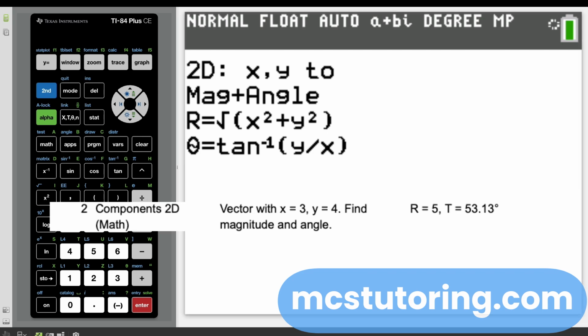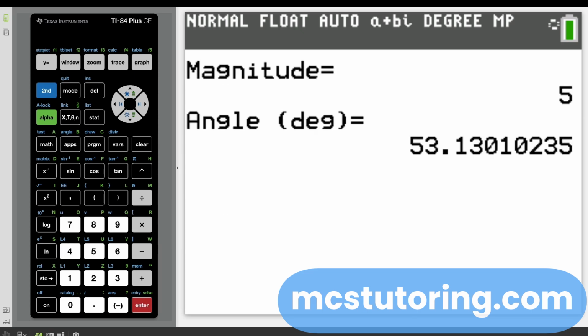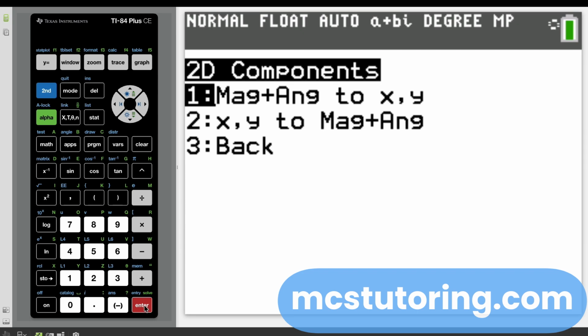Okay, so what we're going to do is enter X equals 3 and Y equals 4. And it gives us magnitude equals 5, and the angle is approximately 53.13 degrees. If you recognize the 3, 4, 5 right triangle, that checks out exactly. The program handles the square root and the inverse tangent, including the quadrant check. Oh my gosh, that's huge. It does it automatically. Okay, on to the next topic.